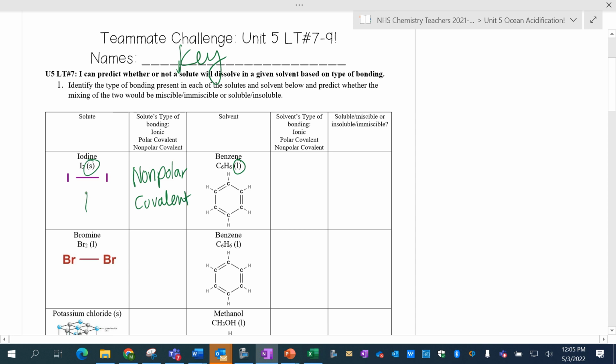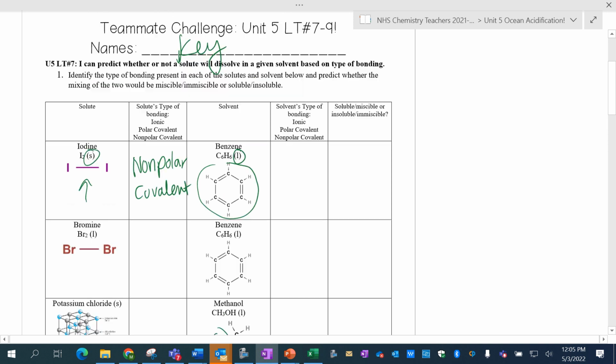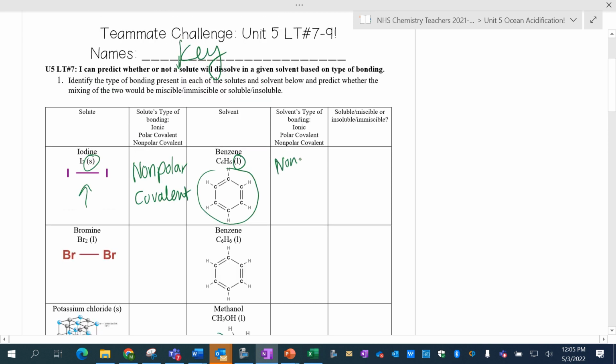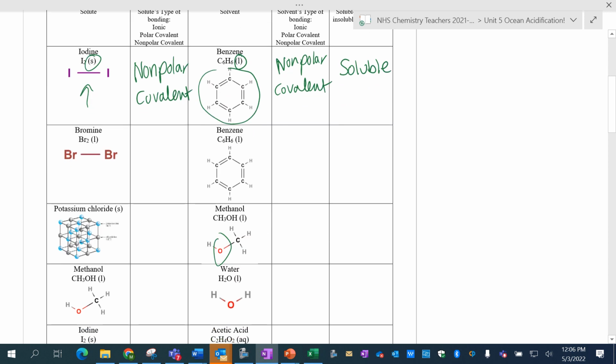And there's no greedy atom that's winning here. And then we are trying to dissolve it in liquid benzene. Benzene has no greedy atoms. Nothing is showing up in color like we see down here, the red. So that means that it is also nonpolar covalent. And we know like dissolves like, so this would be soluble. It's a solid that would dissolve in the solvent, as nonpolar dissolves nonpolar.